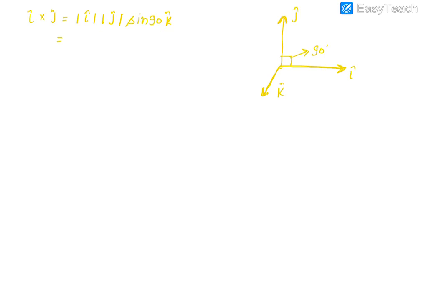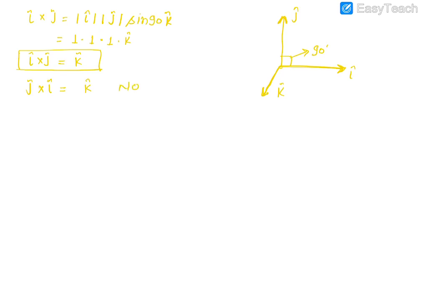Hence, mod of i cap is 1, mod of j cap is 1, sin 90 is 1, so i cap cross j cap is equal to k cap, right? Suppose I want to find j cross i. Is it similar to k cap?